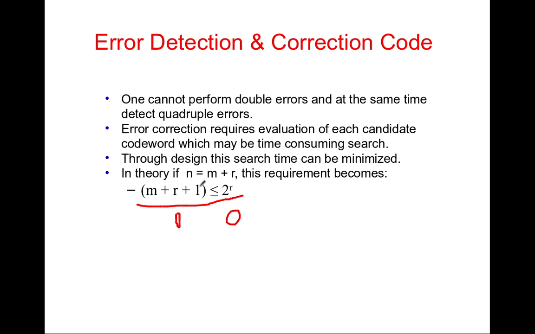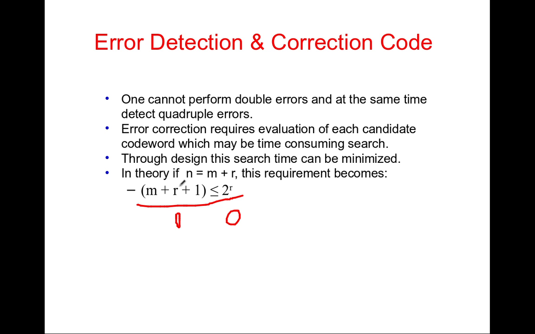So 7 plus 0 plus 1 is 8, and 2 raised to 0 is 1. That is not less than or equal to. You go on putting 2 raised to 1, it is 2. It is still less than 7. So 2 raised to 2, 4, it is still less than 7. 2 raised to 3 is 8. So m is 7, plus 3 is 10, plus 1 is 11, less than or equal to 8, it is not valid. And if you now consider r equal to 4, what happens?